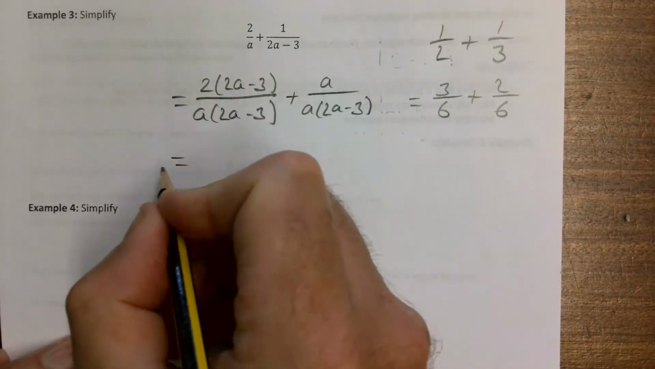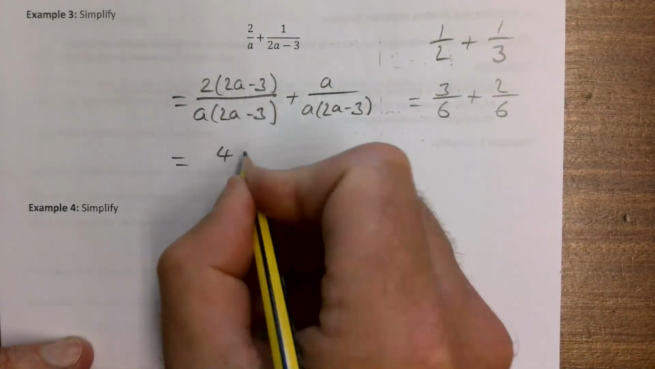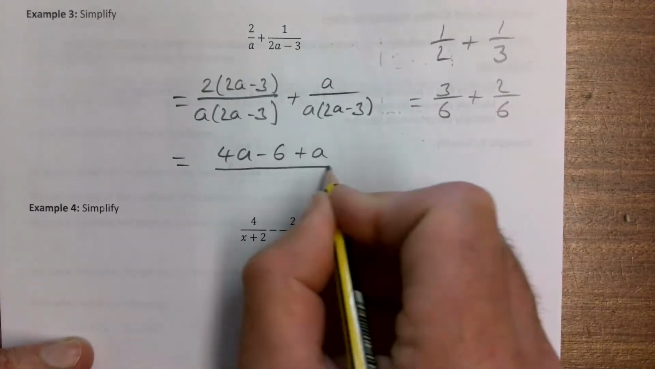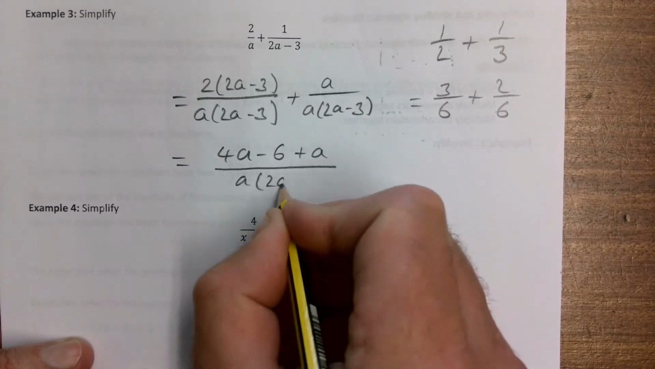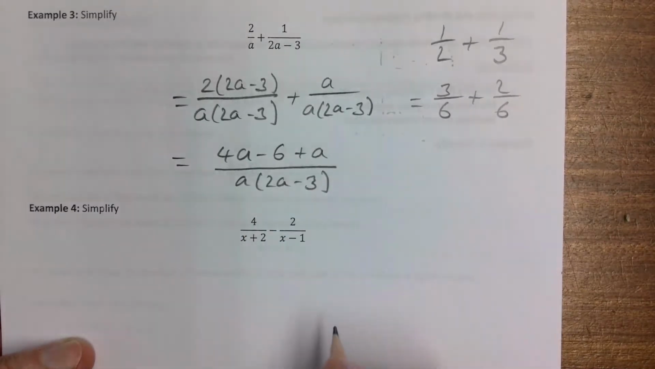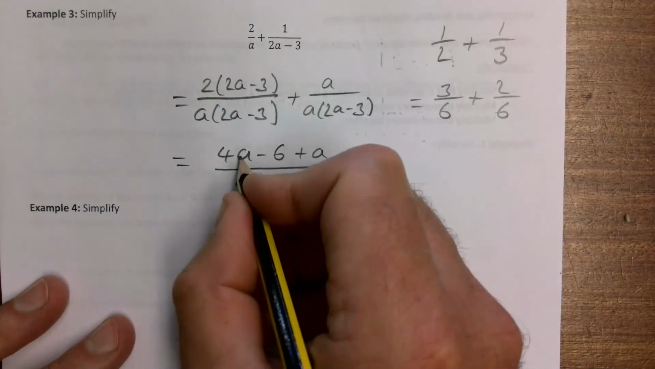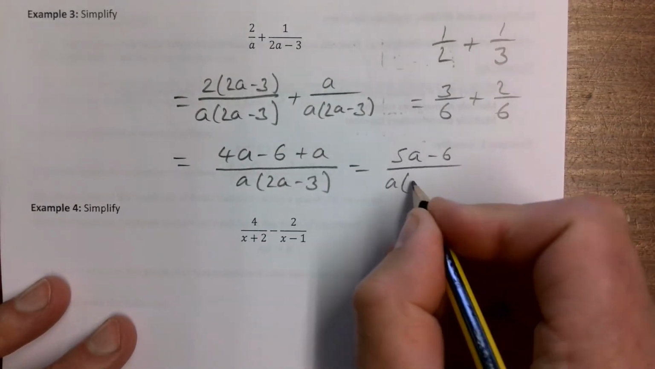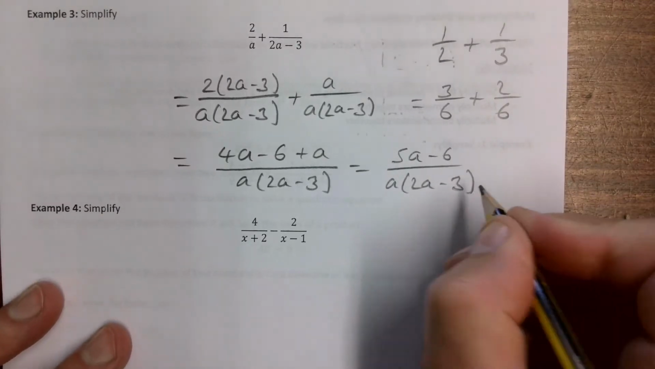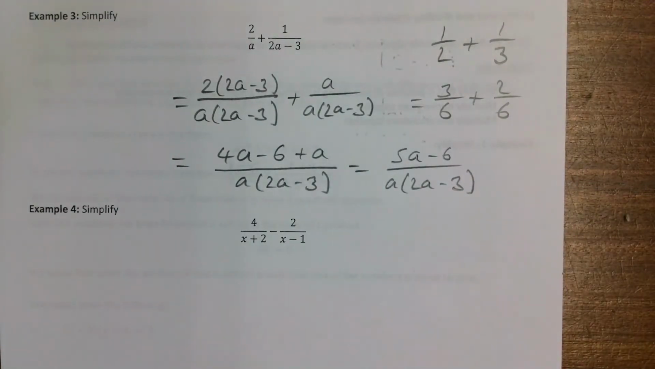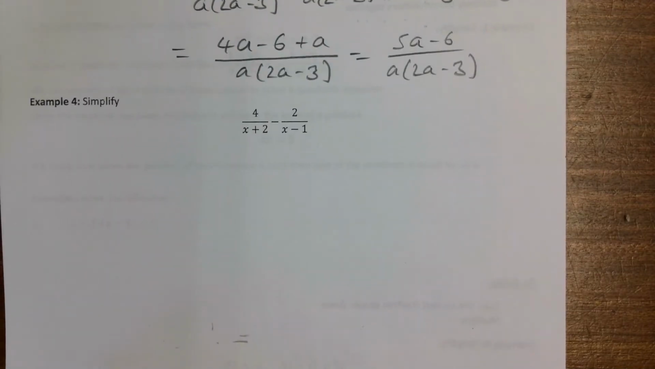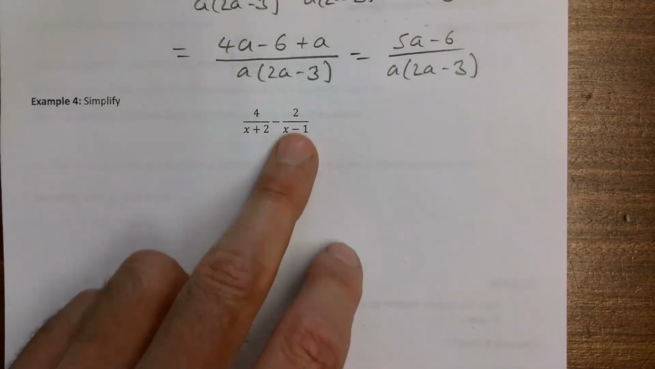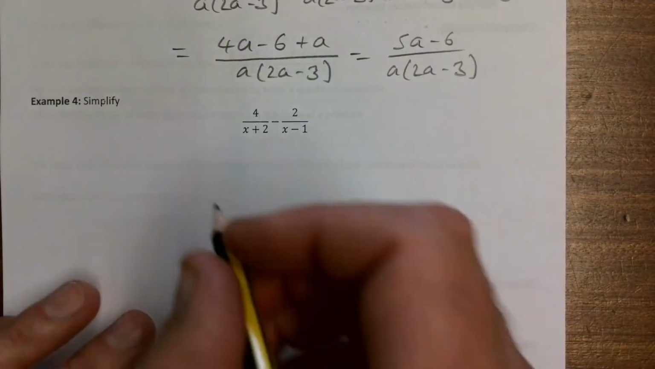So trying to join these two together then, we're going to have 4a minus 6 plus a all over a upon 2a minus 3. 4a plus a, 5a minus 6 all upon a, 2a minus 3. Very similar then for our example 4. We need to times top and bottom of this one by x minus 1, top and bottom of this one by x plus 2. So let's do that.